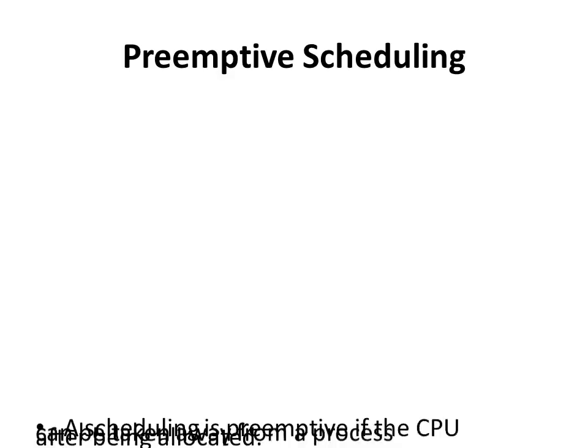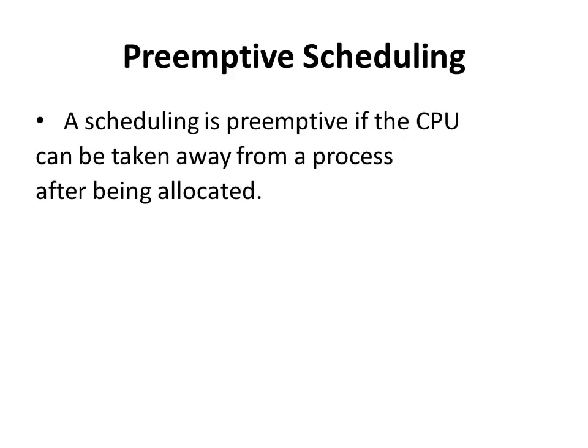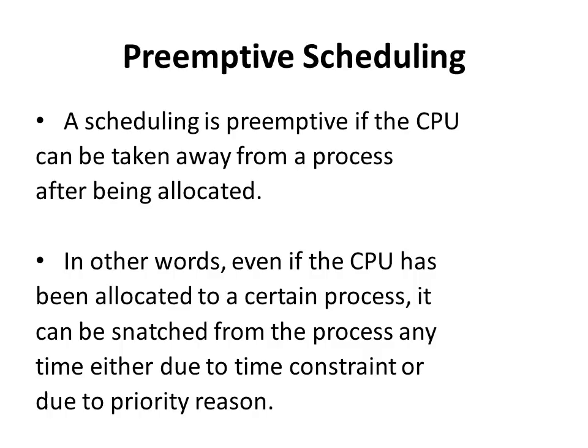Preemptive scheduling. A scheduling is preemptive if the CPU can be taken away from a process after being allocated. In other words, even if the CPU has been allocated to a certain process, it can be snatched from the process anytime either due to time constraint or due to priority reasons.